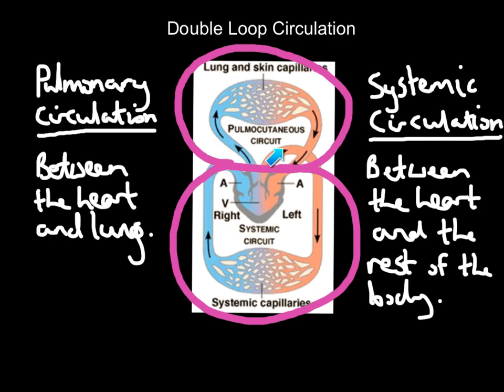Atria, ventricle, and then back into the aorta and back around the body again. But that part between leaving the heart with my CO2, going to the lungs, dropping off my CO2 and picking up my oxygen and returning back to the heart, that is my pulmonary circulation. So you need to be aware that there are two circulation circuits in the body. One is between the heart and the rest of the body, and one is between the heart and the lungs, and what is happening to the blood in those two.